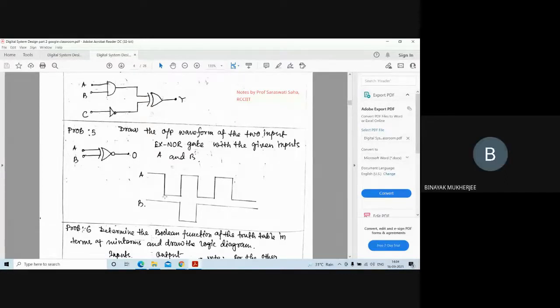Here both A and B are 1. Then both are 1 means the XNOR gate output will be 1. In an XOR gate, it will be 0. But in this case, the XNOR gate is the complement of the XOR gate, right? Clear? Then what will be the output voltage level here? Output voltage level will be 0.